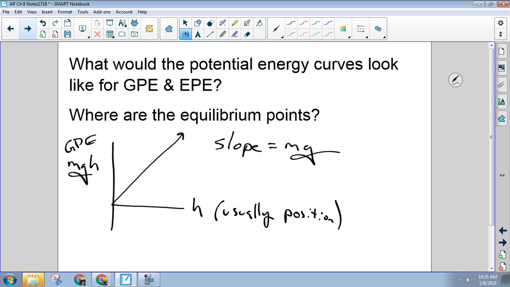Wouldn't the force of gravity be negative mg? So this is illustrating the fact that if I take the derivative of this curve with respect to my position, it gives you negative force, right? Because the force of gravity would be negative mg, because gravity pulls down. Make sense?